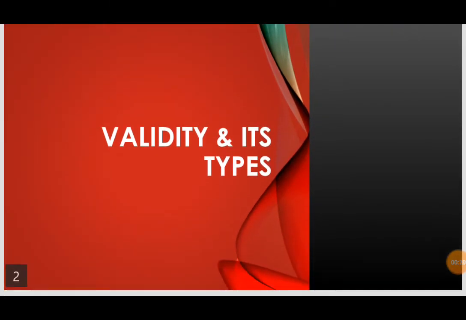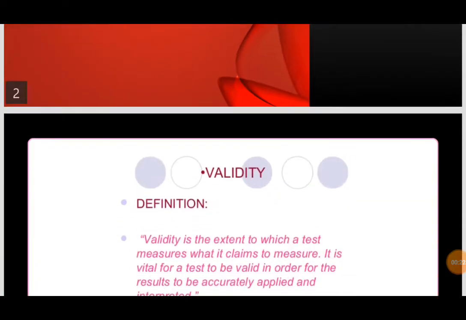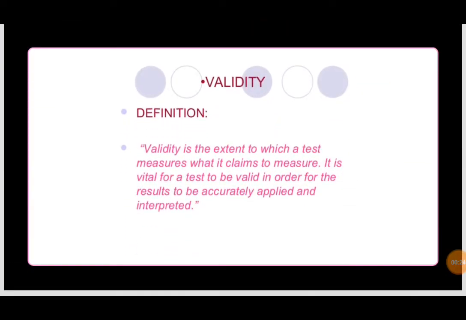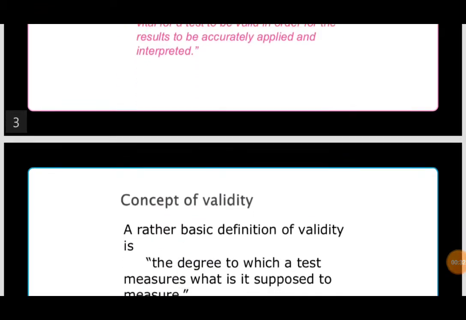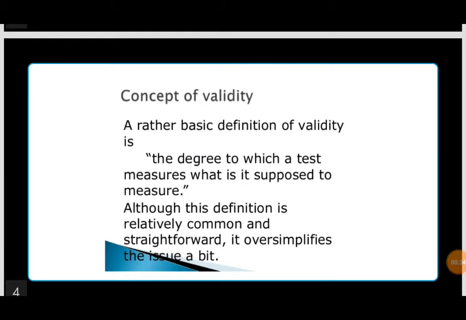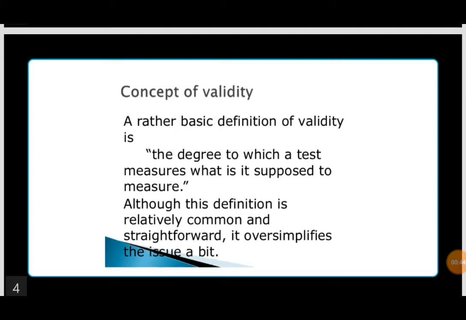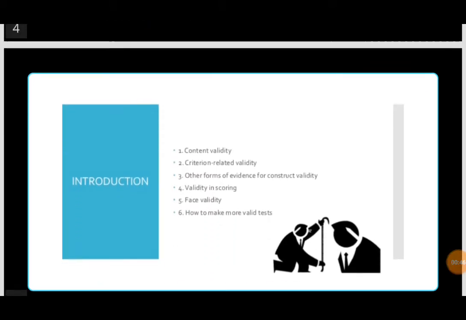Validity and its types. Validity definition. Validity is the extent to which a test measures what it claims to measure. It is vital for a test to be valid in order for the results to be accurately applied and interpreted. Concept of validity. A rather basic definition of validity is the degree to which a test measures what it is supposed to measure. Although this definition is relatively common and straightforward, it oversimplifies the issue a bit.